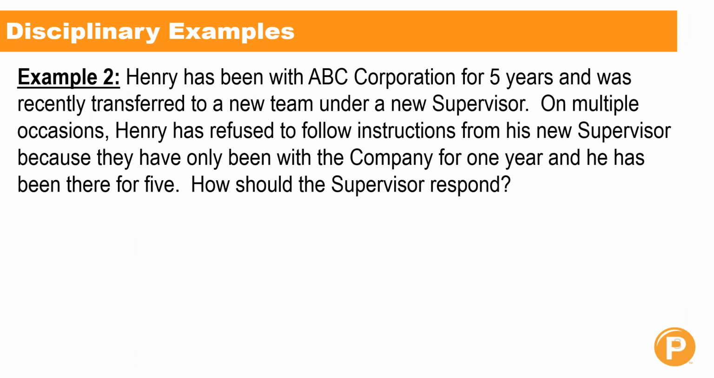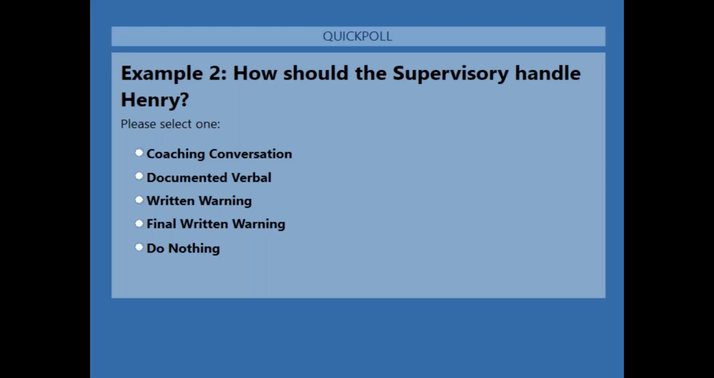All right, let's look at another example. So Henry has been with ABC Corporation for 5 years, and he was recently transferred to a new team under a new supervisor. On multiple occasions, Henry has refused to follow instructions from his new supervisor because they've only been with the company for 1 year and he's been there for 5. How should this supervisor respond to Henry? Let me put the poll question up here. So I want to know what you guys think. Should he have a coaching conversation, a documented verbal, a written warning, a final written, or do nothing?